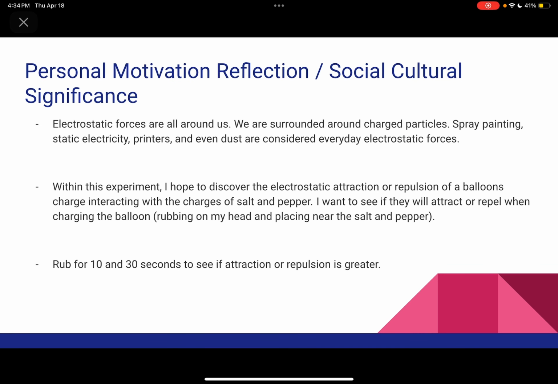My personal motivation and social cultural significance is that we're surrounded by electrostatic forces all the time. Spray painting, static electricity, printers, and even dust are considered electrostatic forces.